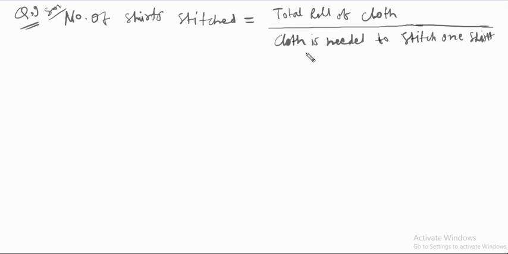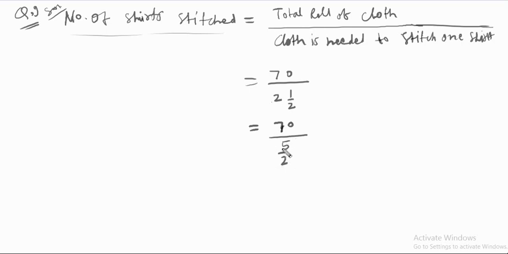If we divide that by the amount of cloth needed to stitch one shirt, then we can find the total number of shirts made from this roll, right? So let us divide this. The total roll of cloth is 70 meters, and the cloth needed to stitch one shirt is 2 and 1 by 2, right? So here 70 upon 2 and 1 by 2. 2 fours are 8... 2 twos are 4, 1 plus 1, 5 by 2.